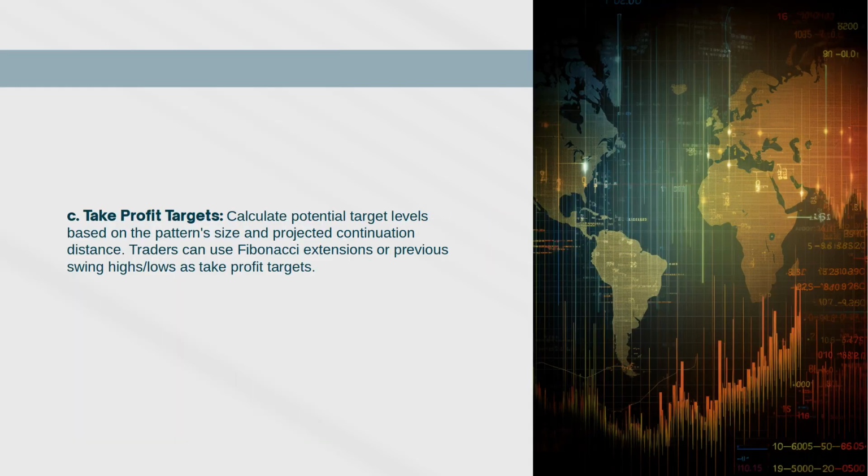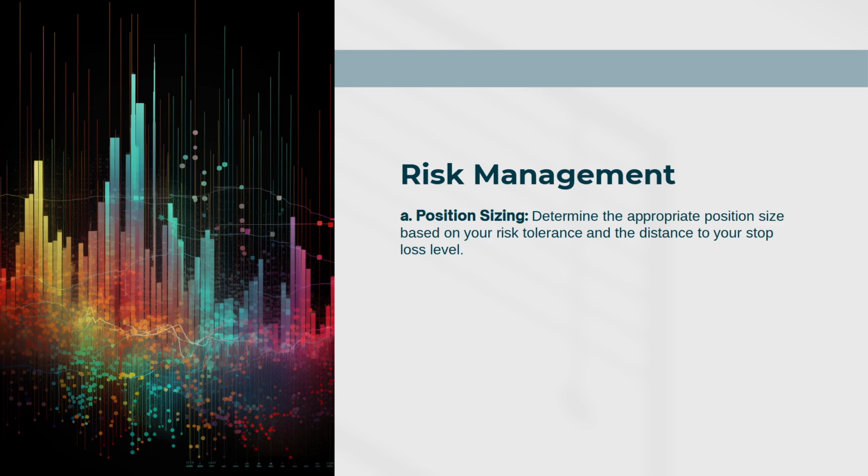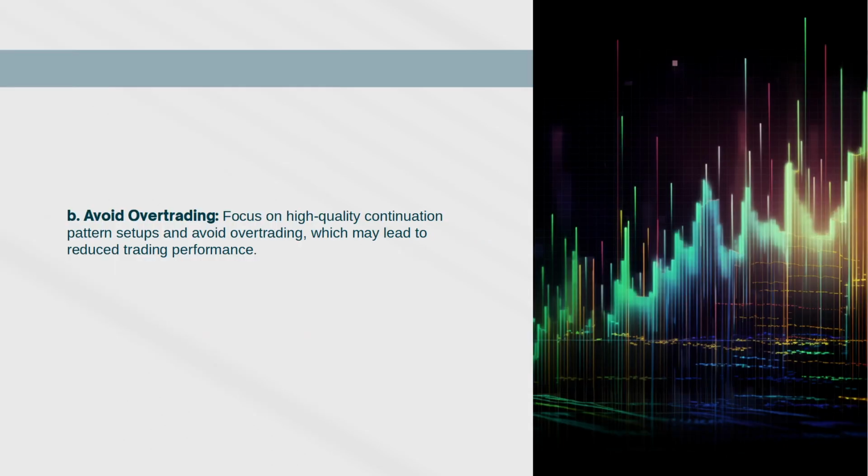Take profit targets. Calculate potential target levels based on the pattern size and projected continuation distance. Traders can use Fibonacci extensions or previous swing highs and lows as take profit targets. Risk management. Position sizing. Determine the appropriate position size based on your risk tolerance and the distance to your stop-loss level. Avoid overtrading. Focus on high-quality continuation pattern setups and avoid overtrading, which may lead to reduced trading performance.